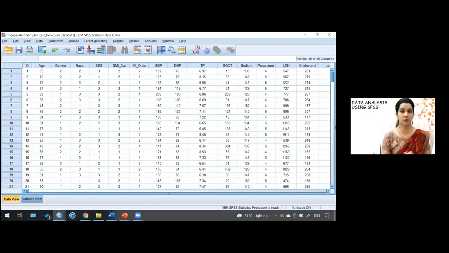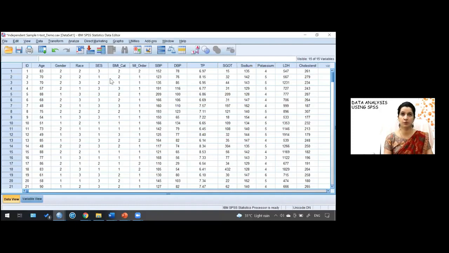The first assumption was there should be one independent variable and one dependent variable. The dependent variable should be continuous. In this case, I have to test the systolic blood pressure, diastolic blood pressure, and total protein, which are continuous variables. These 3 are the dependent variables. And the independent variable is the order of MI, where 2 stands for the second recurrent MI and 1 is for the first order MI. I think I have explained this data set already, so no need to re-explain it. So these were the two assumptions.